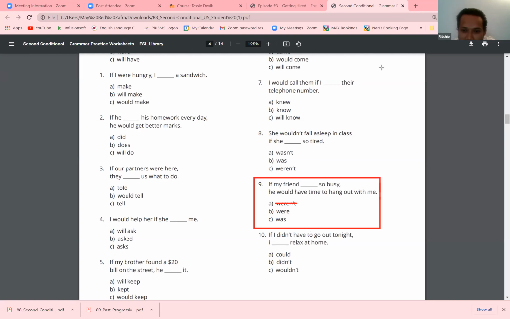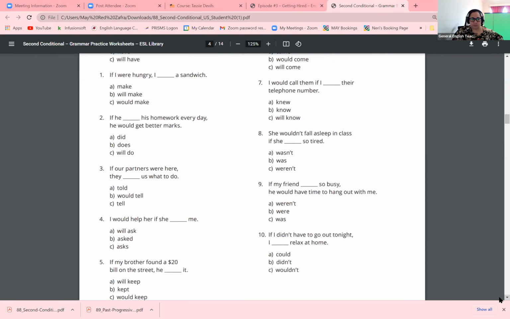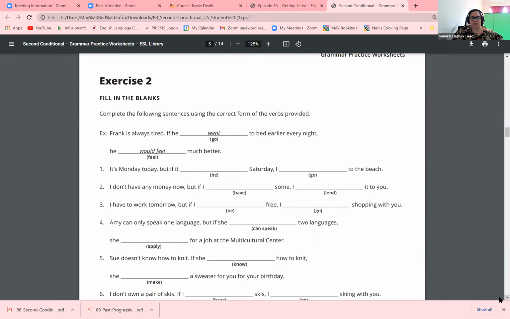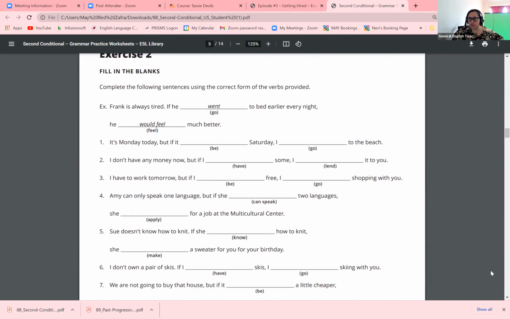If I didn't have to go out tonight, I would relax at home. I could. If I didn't have to go out tonight, I could relax at home. Yeah, I could relax at home. So it's still a past modal verb. Okay, let's have a look at some more examples. Let's try to read the structure here. Let's start with Richie. Richie, can you read the structure and the example, please?